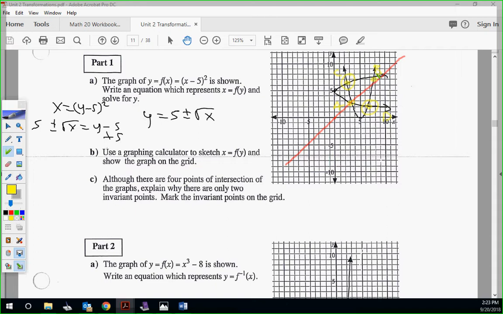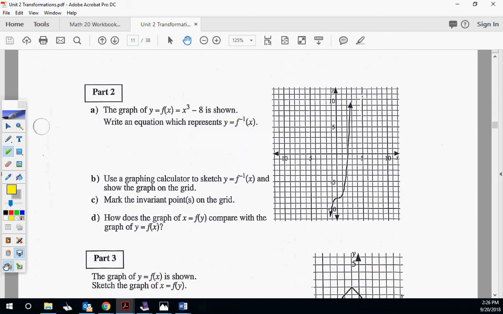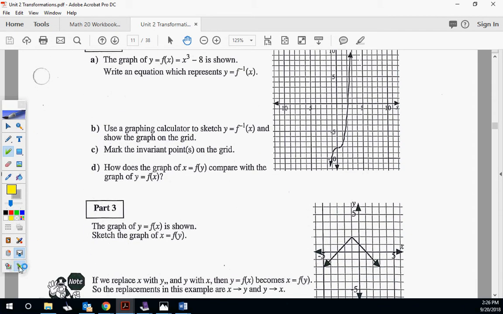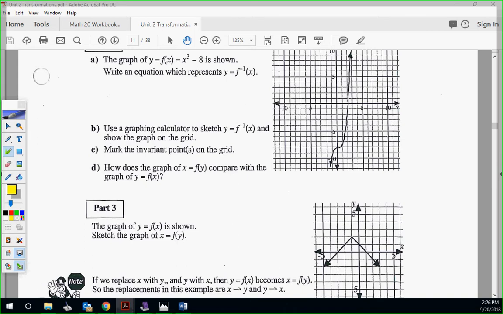Cool. All right. Let's try 2 here. So now we're doing the inverse of the cubic. We're going to write the equation for that, so we're going to do our swap here. We're going to go x equals y cubed minus 8. So then we have x plus 8 equals y cubed. And y equals, don't put plus or minus because it's cubic. So y equals cube root of x plus 8. And that's going to go right about something like this.